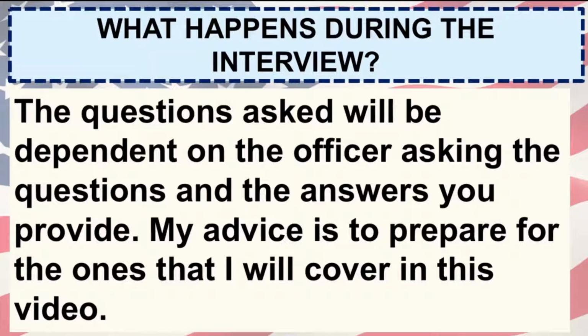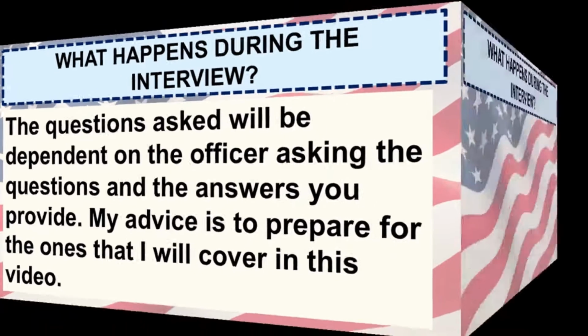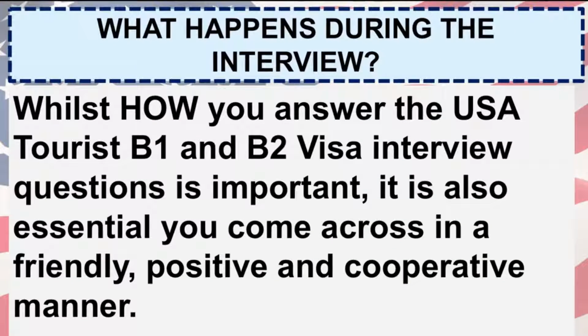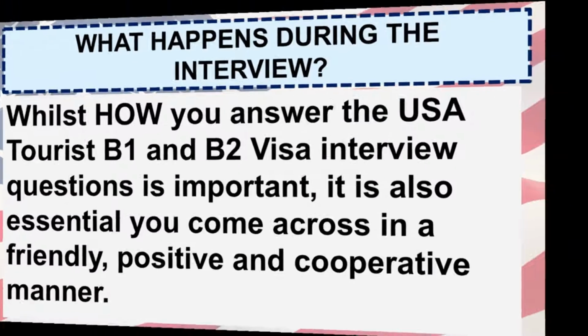Now the questions asked will be dependent on the officer who is asking the questions and, more importantly, the answers you provide. Now my advice is to prepare for the interview questions that are coming in a second. And if you follow the advice that I give you, then the questions asked should be to a minimum, which is good news. So whilst how you answer the USA Tourist B1 and B2 visa interview questions is really important, it is also essential you come across in a friendly, positive and cooperative manner. And you also, this is very, very important, have to be honest in your answers. Do not lie. Make sure you are truthful in everything you do.